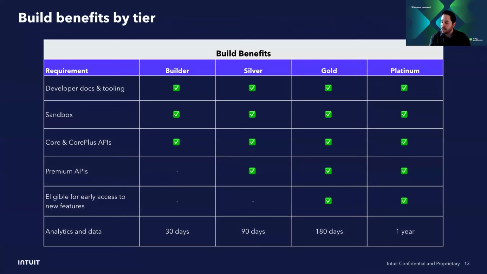So here's just how this lines up by tier. Again, core platform across all the tiers here. Premium APIs start becoming available in the silver tier here, and then early access program starts becoming available in the gold tier. So both gold and platinum have access to that. Additionally, for analytics and data platform, we will have longer look back periods as tiers increase, starting at 30 days for builder and going all the way up to 1 year for platinum partners.